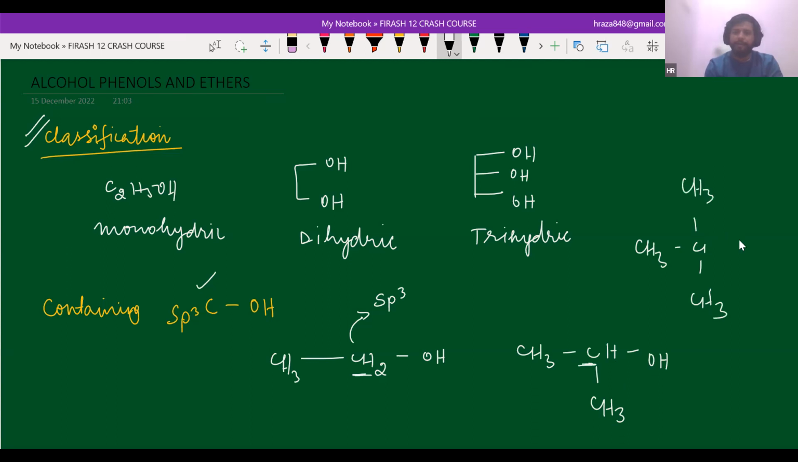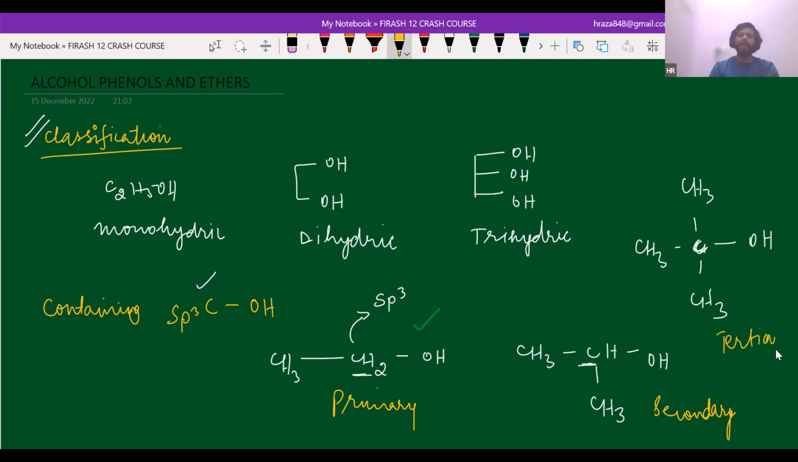After that, what is the degree of this carbon? 2. What about this one? 3. So we can also say which type of alcohol this is. We can easily say this is your primary alcohol, this is your secondary or 2-degree alcohol, or this is your tertiary, right? In the same way that we did for haloalkane.